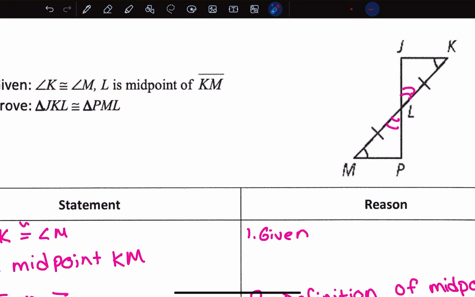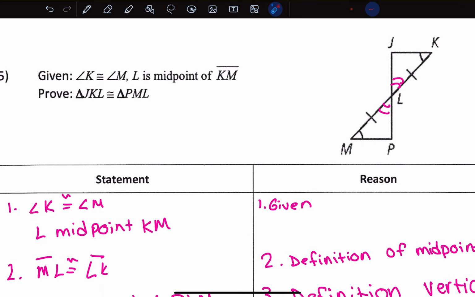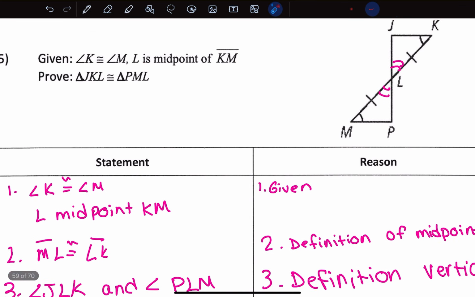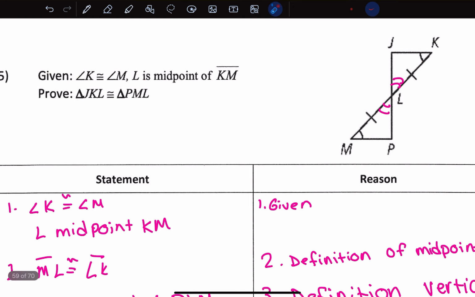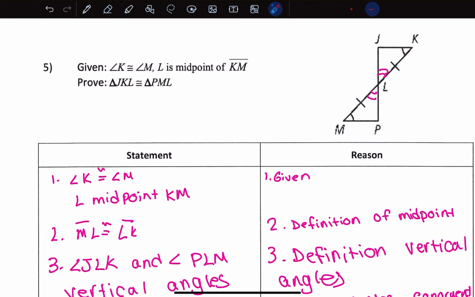Just by talking things through and marking it down, I have basically written my proof without actually writing it because I've gone through the steps that I'm going to need to list out. So we start with the given. So like I said, because it's a midpoint, the first thing I want to do is I want to make sure that I say these 2 are congruent based off of the definition of a midpoint. Cool.